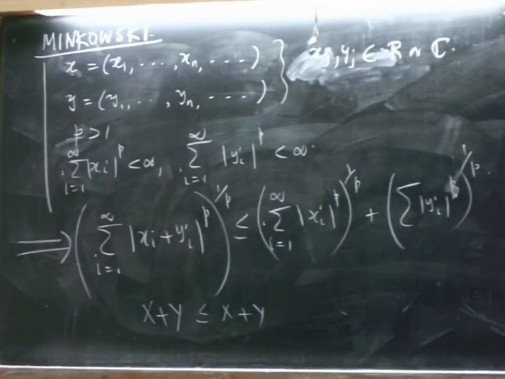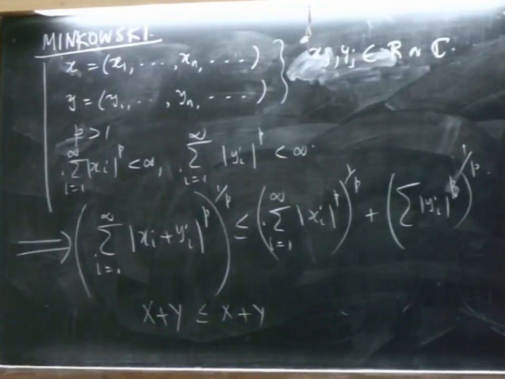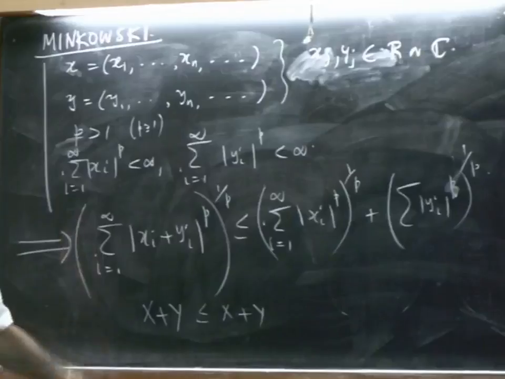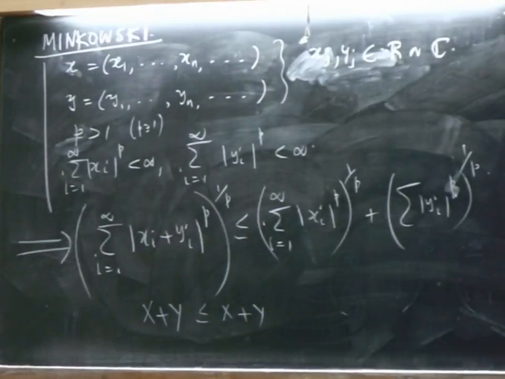If summation mod xi is finite, summation mod yi is finite, summation mod xi plus yi is also finite. So therefore, we can even write p greater than or equal to 1 also. The p equal to 1 case is obvious. So this is called the Minkowski inequality.